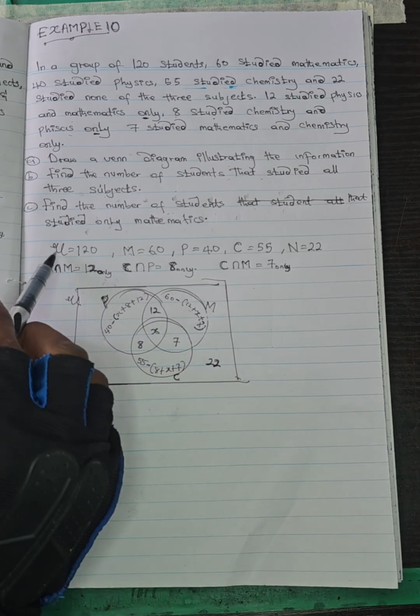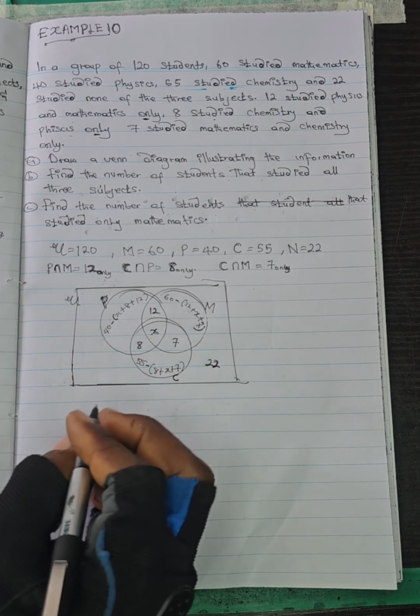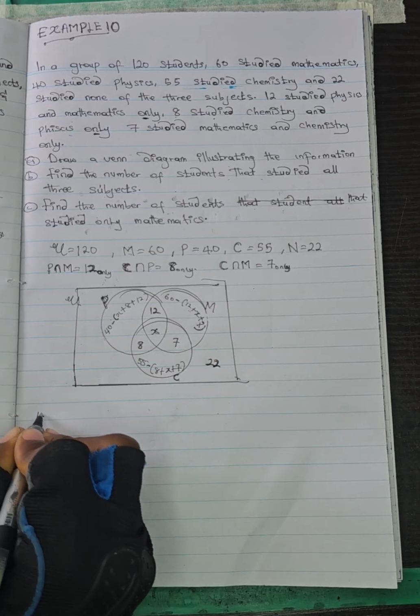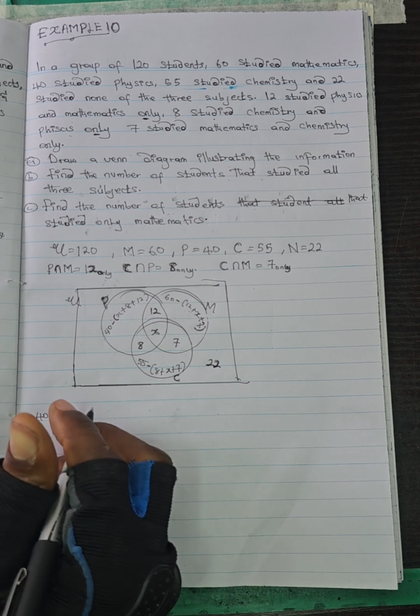So since we know that the universal set is 120, everything here will give us what? 120. So let's dive into it. We have 40. Are we together?